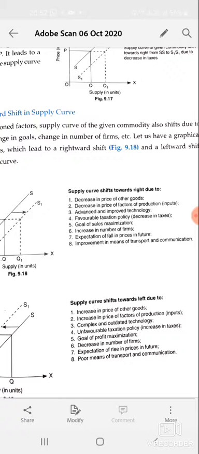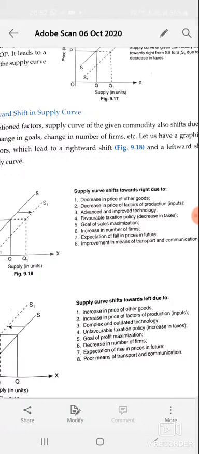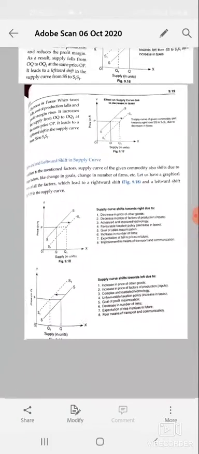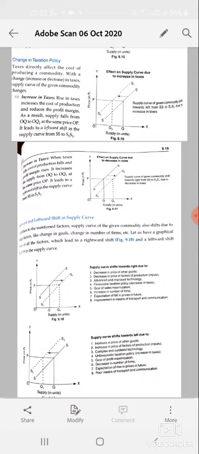And expectation of a rise in price in the future: if there is a chance that the price of petrol will increase, the seller will supply fewer units now, because if he sells the same units in the future, he will get more profit. And poor means of transportation and communication. These were the points discussed today.